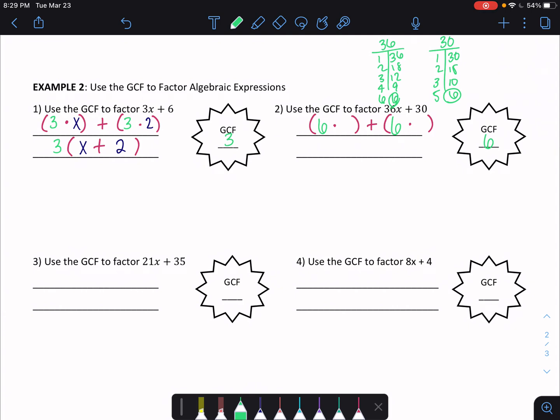Now for this one, I'm going to have a number with my variable. So 6 times 6 is 36, and then I also have an x, and then 6 times 5 is 30. So I'm going to have a 6 on the outside, and then a 6x plus 5 on the inside.